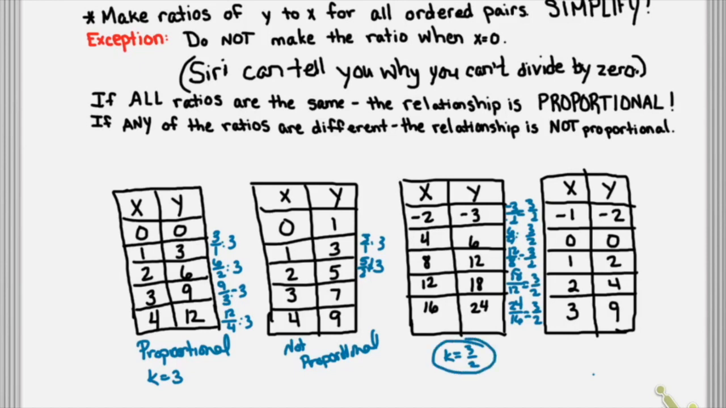On the next one, we have negative 2 over negative 1. We can't do the next one because x equals 0. Oh, this one equals 2. Then we have 2 divided by 1, which equals 2. 4 divided by 2, which equals 2. And then we have 9 divided by 3, which equals 3. So the next one is not proportional.